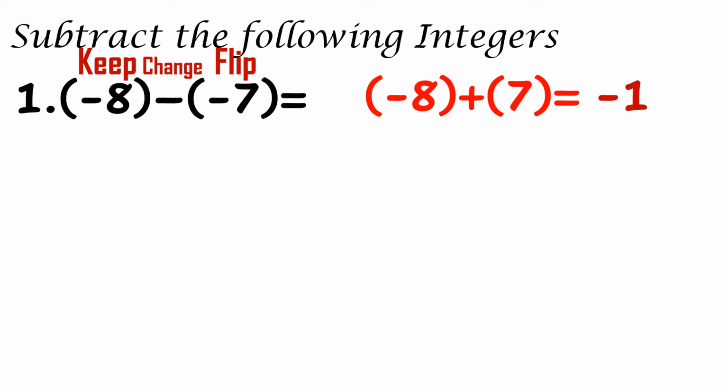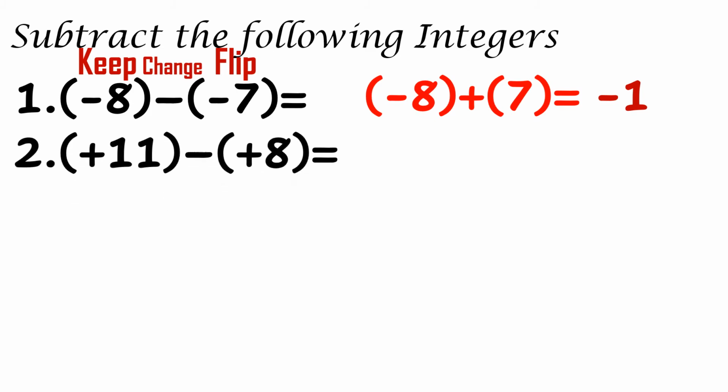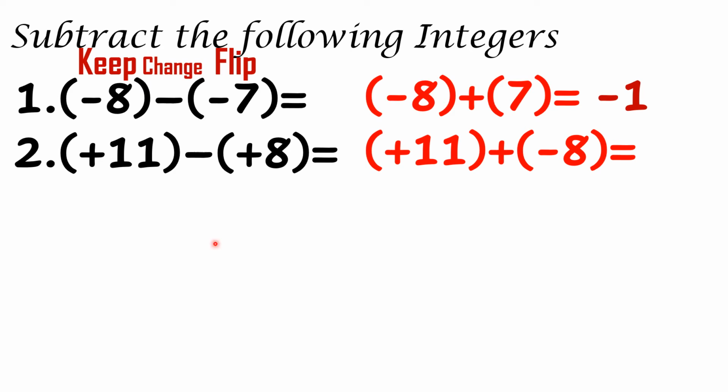Number 2, positive 11 minus positive 8. So, keep positive 11, then change subtraction to addition, flip positive 8 to negative 8. So, balik tayo sa rule ng addition. So, positive, negative, different sign, subtract. So, 11 minus 8 is equal to 3. Then, keep the sign of the bigger number. So, the answer is positive 3.